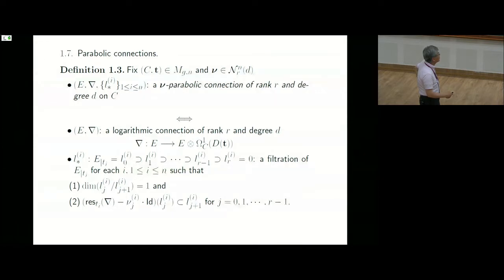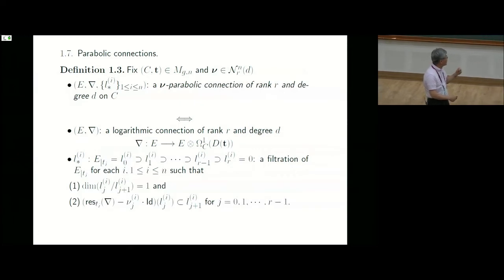So E lambda is a lambda connection, and E L star is just a filtration of the fiber E at t_i. This starts with L0i and L1i, a decreasing filtration, such that each quotient has dimension one. So this means that this is the full flag of this vector space, which is a dimension r vector space. And also with this condition, if you apply the residue Res_ti Nabla minus eigenvalue nu_ji times identity to L_j, it goes one step deeper. So this means that essentially L_ji over L_j+1,i gives you the eigenvectors of the residue matrices with eigenvalues nu_ji.